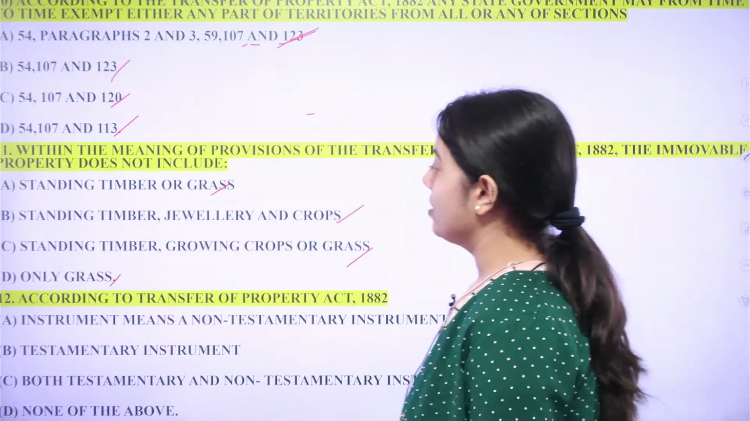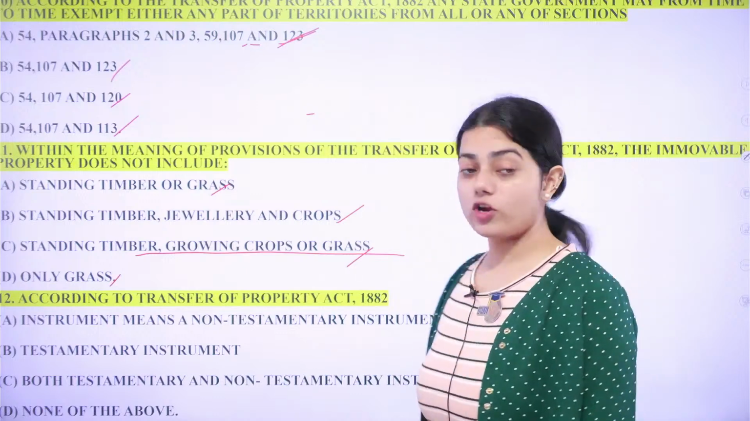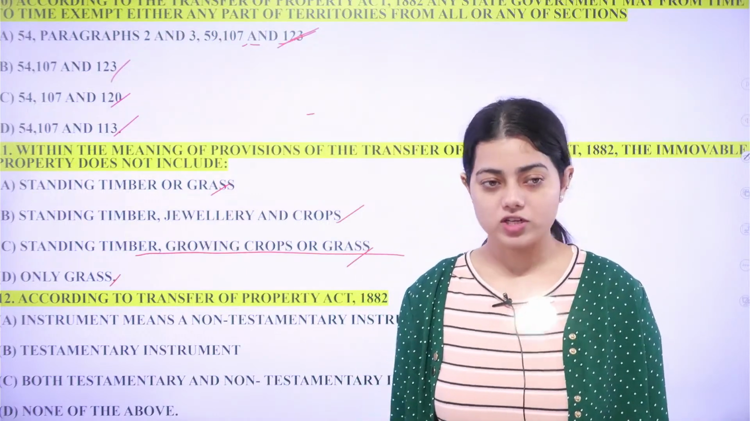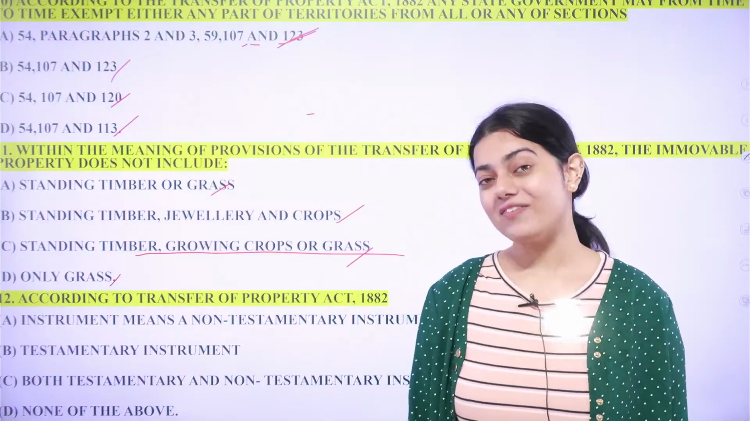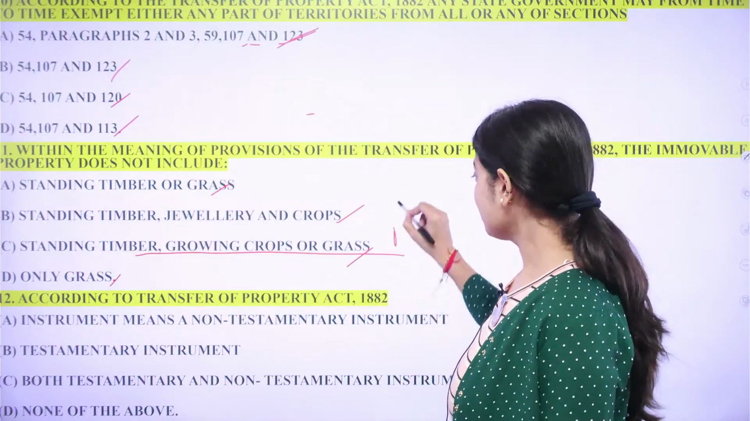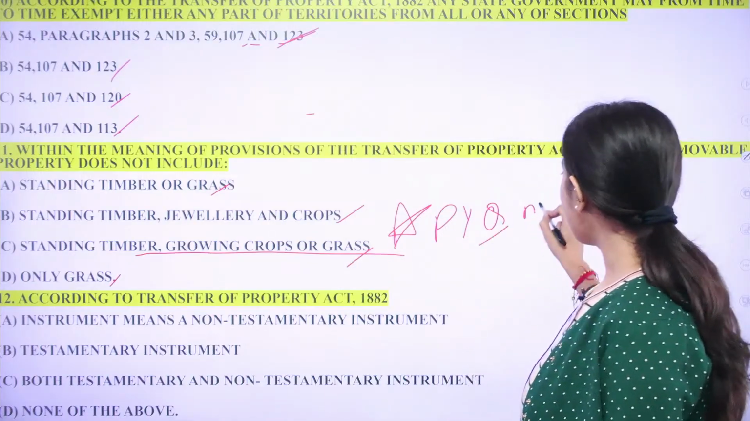Question number 11, your answer would be option number C, standing timber, growing crops or grass. And Prasanna Thakur, Ratnakar Yadav, you have written okay ma'am. And Manifesting 03, who is on the winning streak, you all have answered correctly. Very good. Make a star on it because this is a PYQ most asked question.